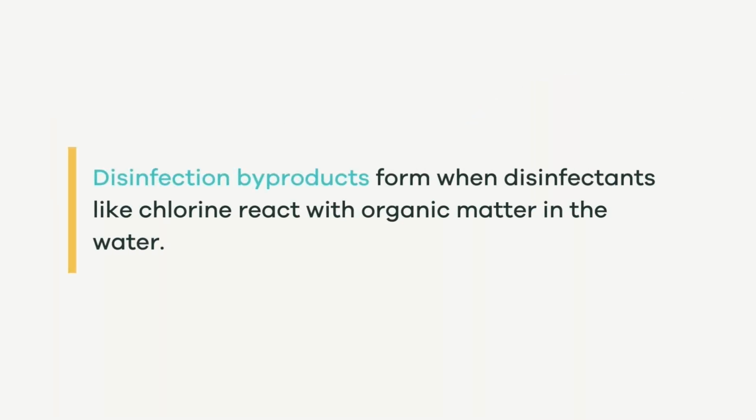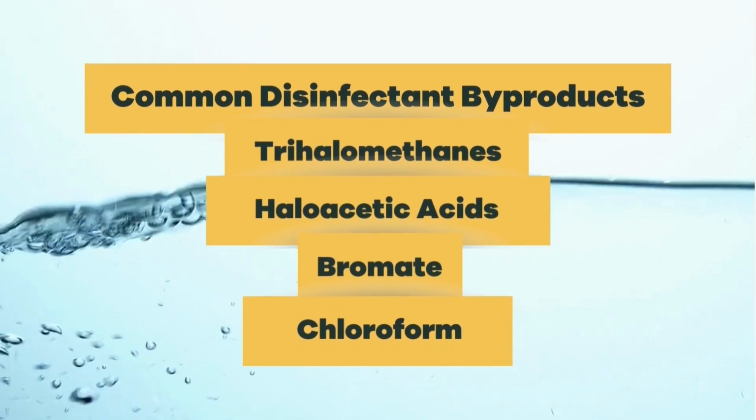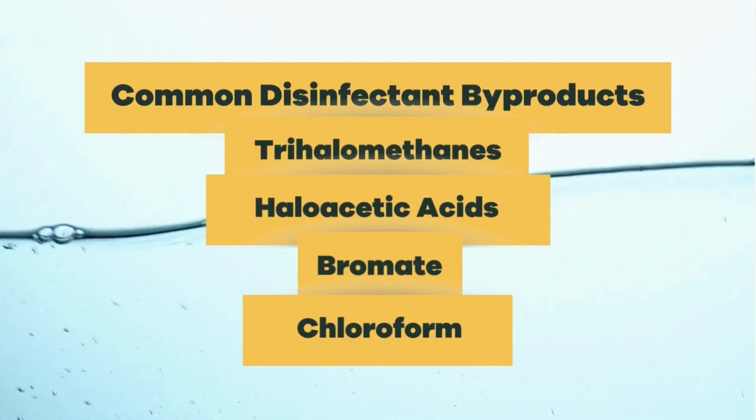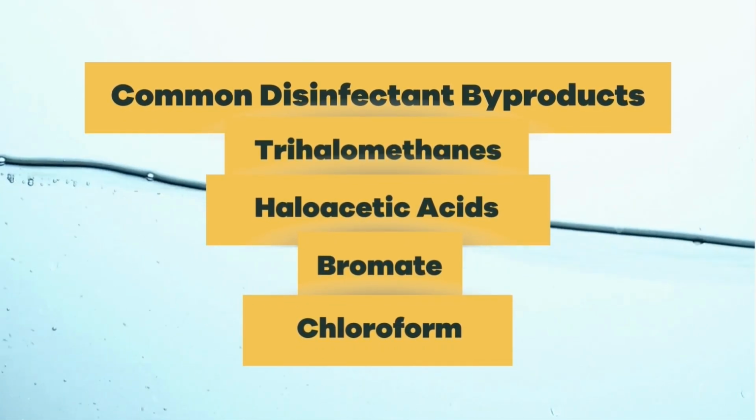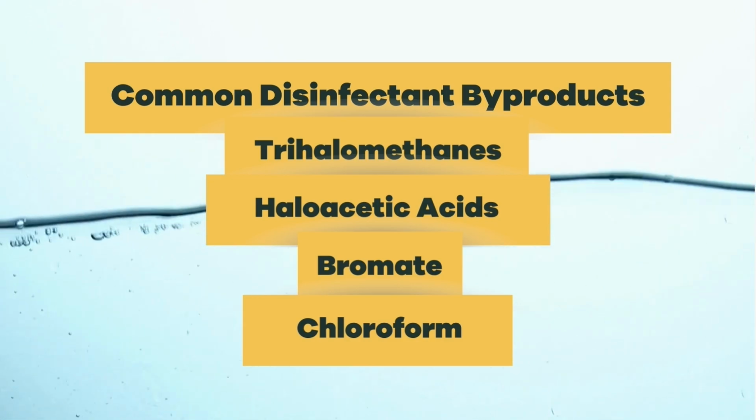While we usually don't have to worry about pathogens in city water, disinfecting with chlorine or chloramine can result in a cocktail of byproducts in drinking water. This happens when chlorine or chloramine react with organic matter in the water. Common disinfection byproducts include trihalomethanes, haloacetic acids, bromate, and chloroform.